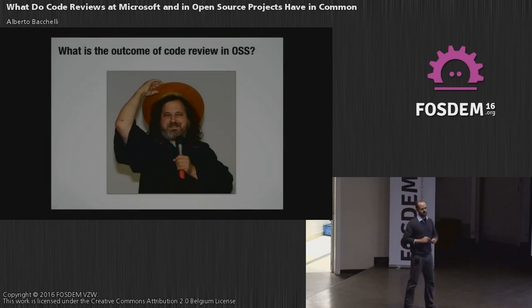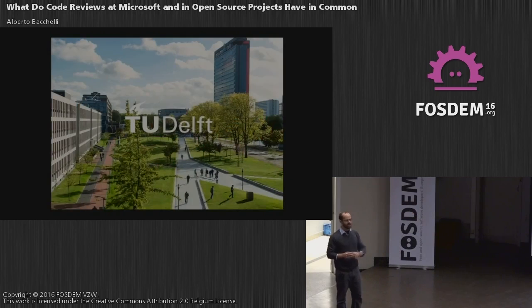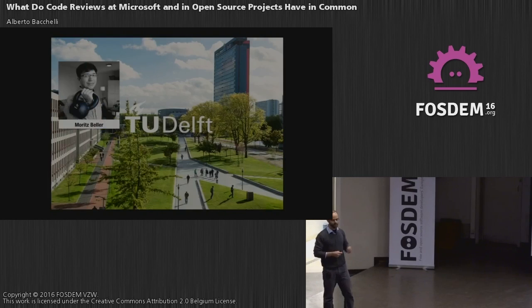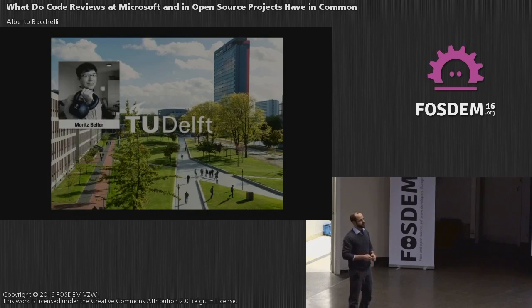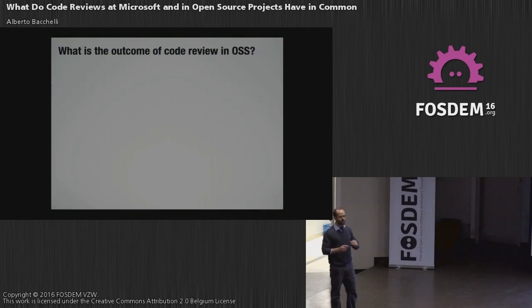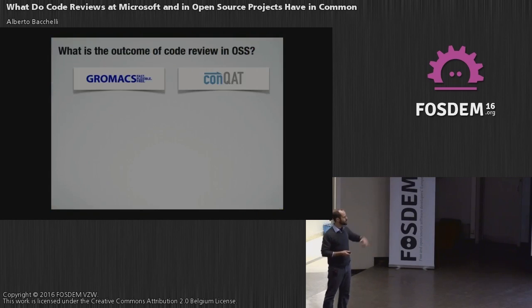Now the question is, what is instead the outcome of code review in open source software systems? Okay, for this study, I didn't have to go anywhere. I could do that from home, from my office. And I did that in collaboration with a very good PhD student, Mark Speller, who did this study as part of his master's thesis. So we took a sample of two open source projects we knew very well. In this case, Chromium and Concat, but we've seen very similar results in many other projects.